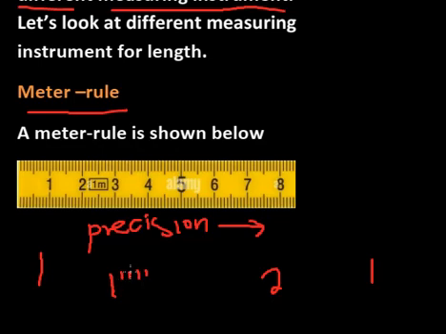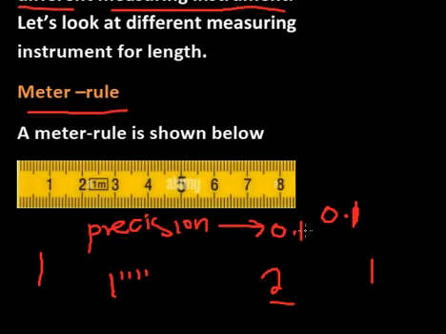Okay, the next is 1.2, the next is 1.3, till I get to 1.9, then 2. Each one is actually giving you a space. The least you can get is 0.1. So for a meter rule, the precision is 0.1, depending on the unit.